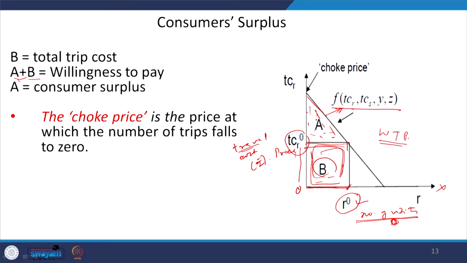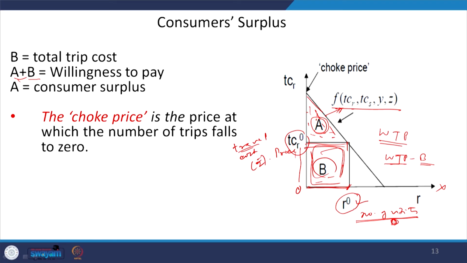But what is consumer surplus here? Consumer surplus is your willingness to pay minus what exactly you are paying. What you are paying is in terms of spending, in terms of your travel cost. So, that is B. So, willingness to pay, that is A plus B, minus B, equals your consumer surplus. So, this triangle, which is represented by A, is your consumer surplus.